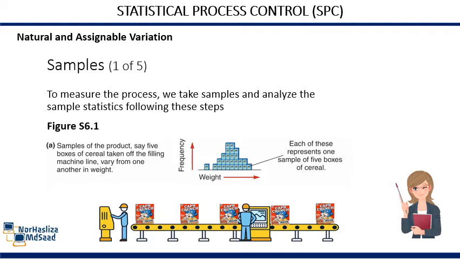Figure S6.1 provides a detailed look at the important steps in determining process variation. The horizontal scale can be weight or length or any physical measure. The vertical scale is frequency. I will briefly describe each stage. At stage A, samples of 5 boxes of cereal are weighed.